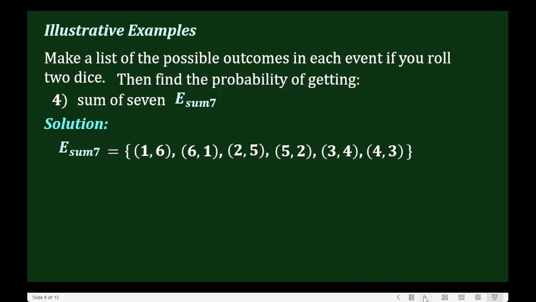So to get the probability of getting a sum of 7, that is P of E sub sum 7. So looking at the set of E sub sum 7, there are 6 elements which will serve as our numerator for the value divided by the sample space, which is 36.